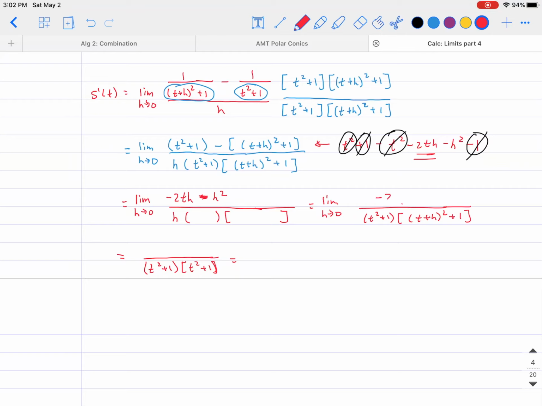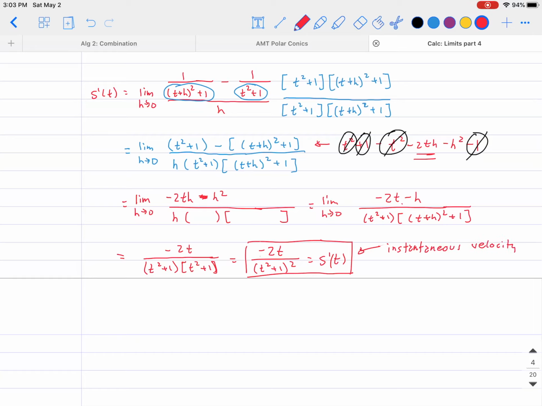Okay, so now when we divide by h, we get negative 2t, and then we have minus h, and there we go. So now it actually looks a lot better. And let's see, we let h equal 0, so that's going to be negative 2t on top. All right, now it looks nicer. So negative 2t on top, the bottom part is the same thing, so we can say (t squared plus 1) quantity squared. So that is going to be our s prime of t. Okay, so that, remember, solves for the instantaneous velocity.